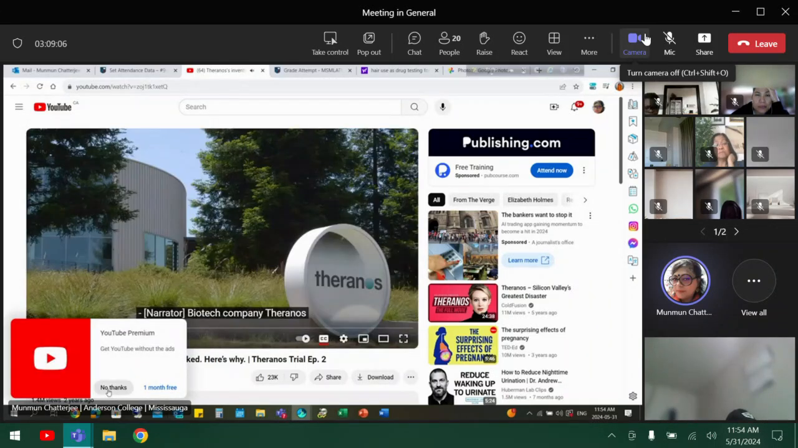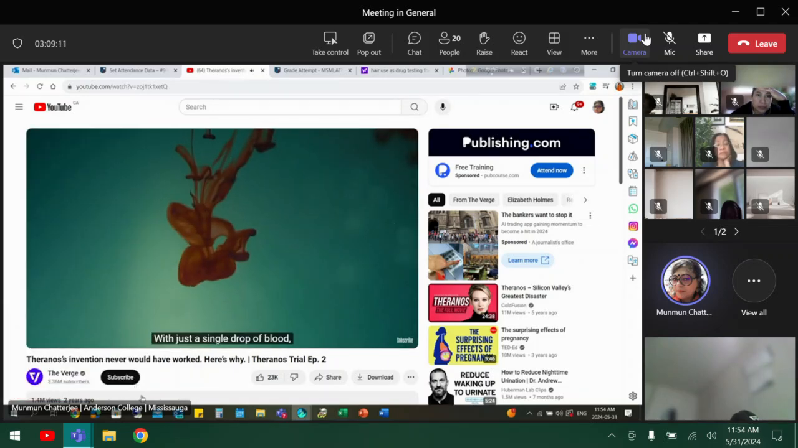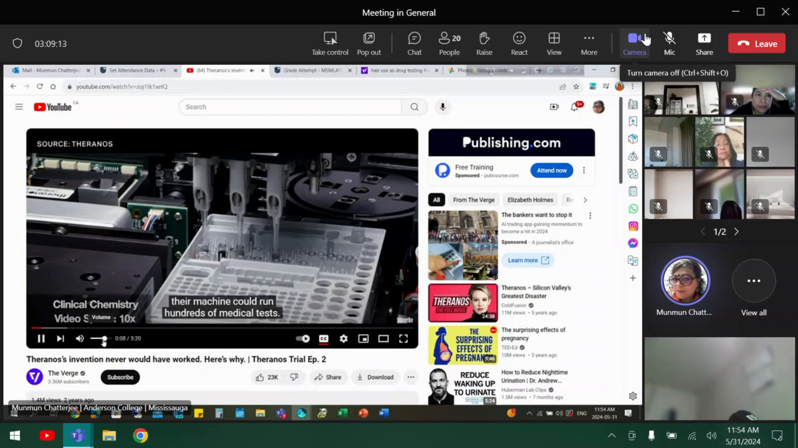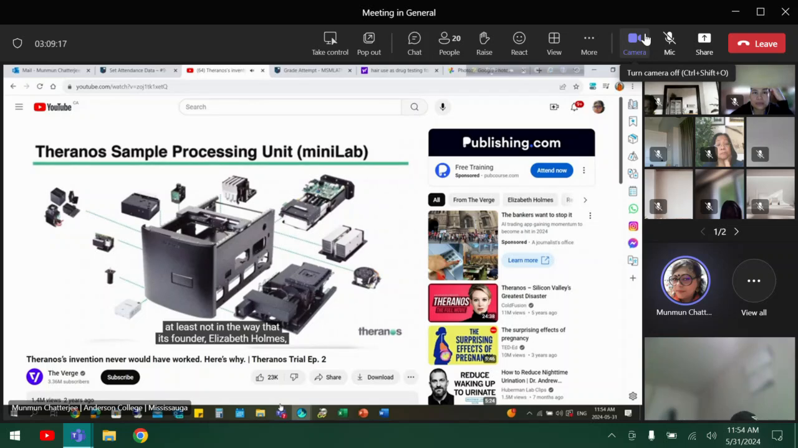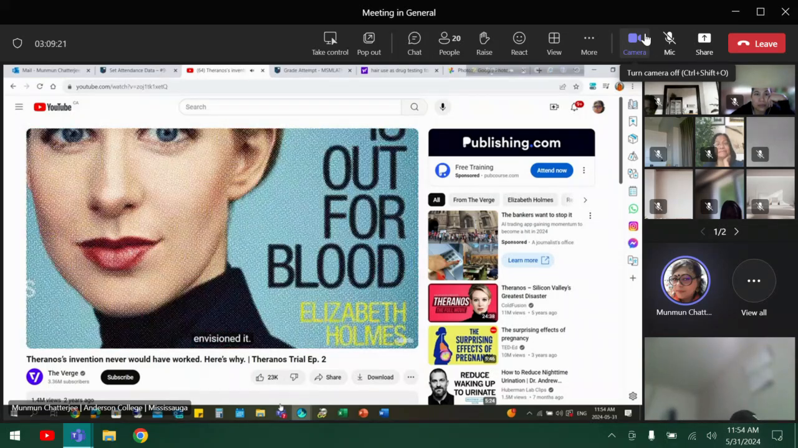Biotech company Theranos promised a blood testing revolution. With just a single drop of blood, their machine could run hundreds of medical tests. Except the technology didn't exist, at least not in the way that its founder, Elizabeth Holmes, envisioned it. But that dream isn't over yet.